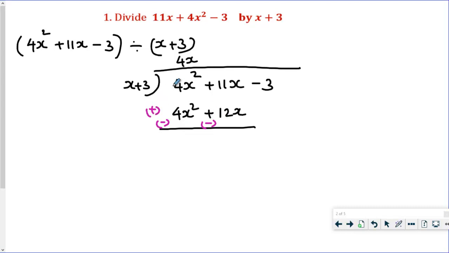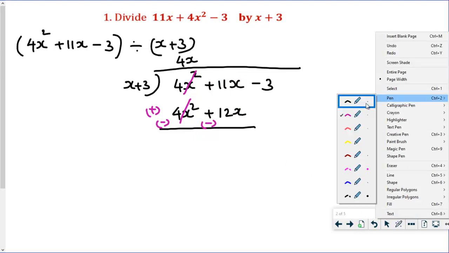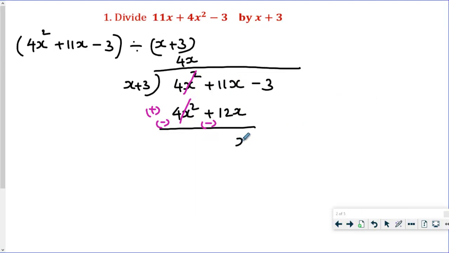Now for the addition, plus 4x square minus 4x square, these two terms will cancel. Now plus 11x minus 12x, the variable is x, so you write the variable. For plus 11 minus 12, both signs are different, so you subtract 11 from 12, that is equal to 1, and the sign is minus. Now you have to take the next term down, that is minus 3.